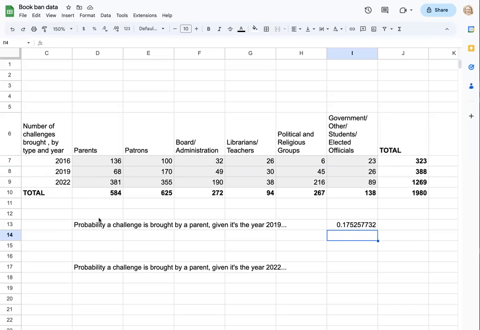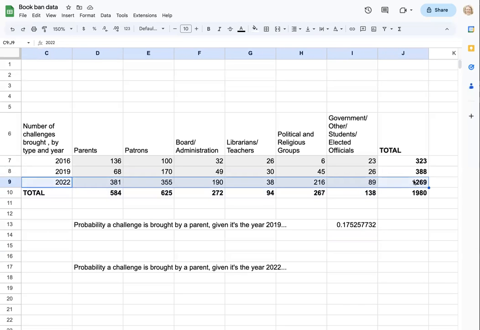So now I want to contrast that. What's the probability a challenge is brought by a parent, given it's the year 2022? So our world is no longer the 1,980 challenges. Our world is now only 2022, which is quite a number of challenges. Almost 1,300 challenges were brought against books in 2022. And so now we say, of those, how many of those were brought by parents.